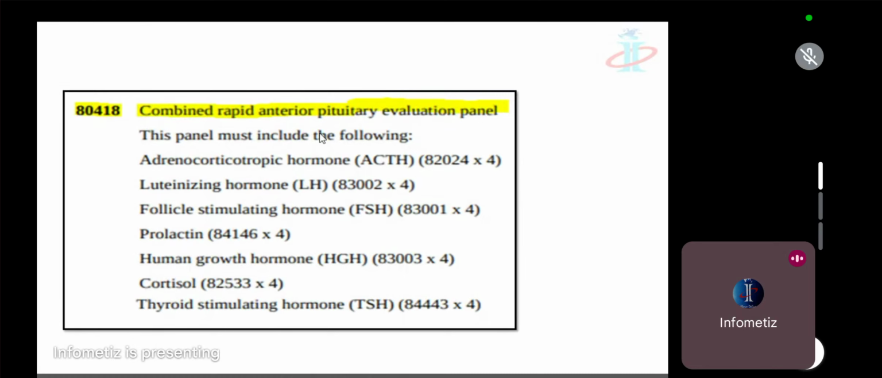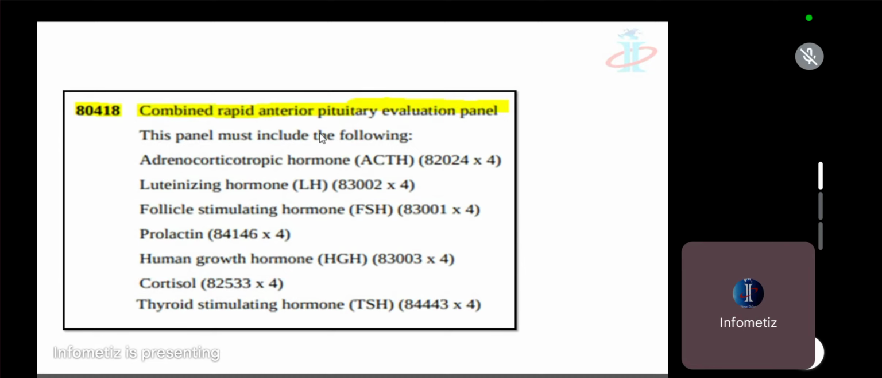Okay, why I'm telling you this, why it creates confusion. Like if I give you a question that the patient is coming for the combined rapid anterior pituitary evaluation. In that, the doctor has performed ACTH, LH, FSH, prolactin, HGH, cortisol, and thyroid stimulating 4 times. All tests were performed 4 times. So my option will be 80418 and 80418 into 4. You'll say, "Yes, they have performed 4 times." Can I multiply by 4? No. 4 times is included here. Up to 4 times. Okay? And they will not perform 5 times.